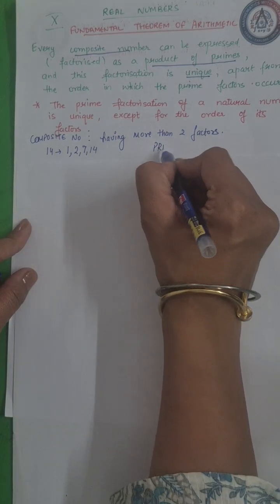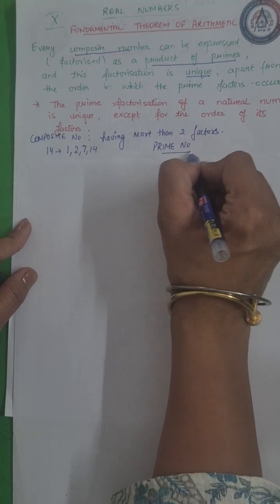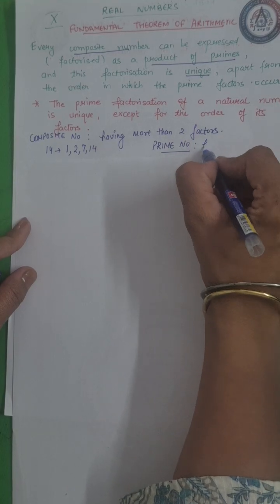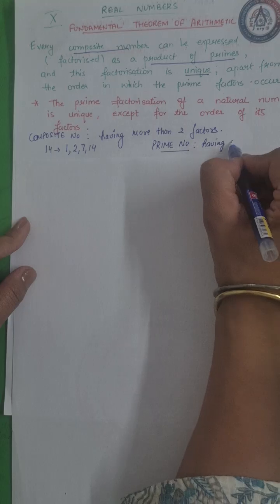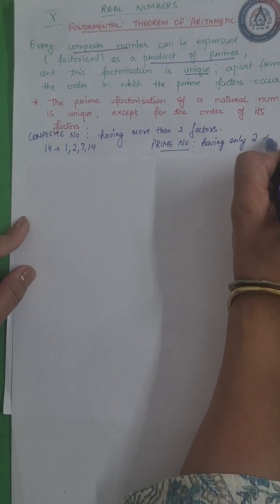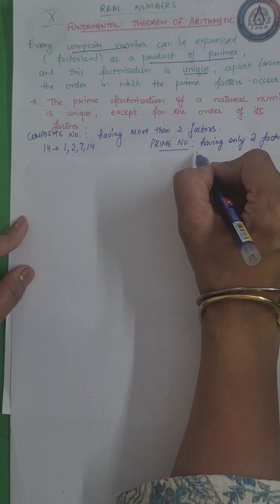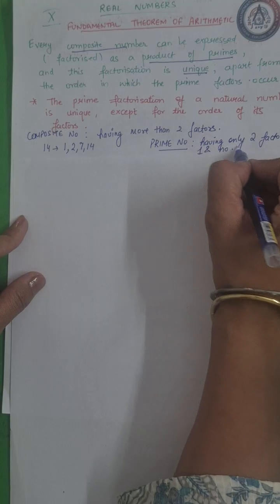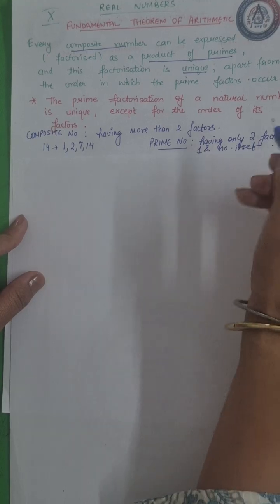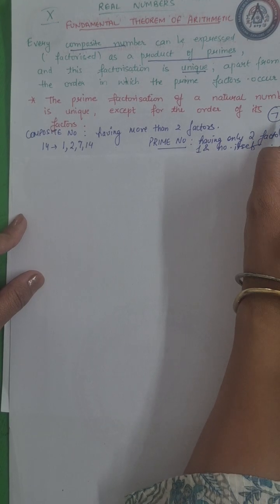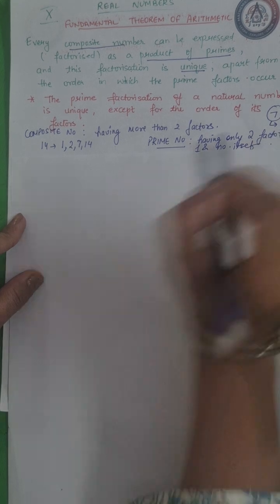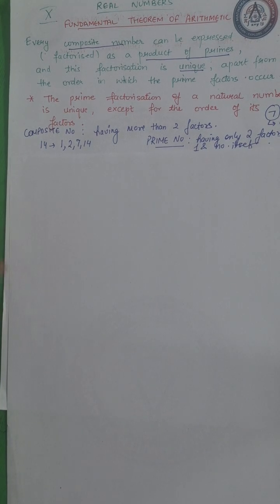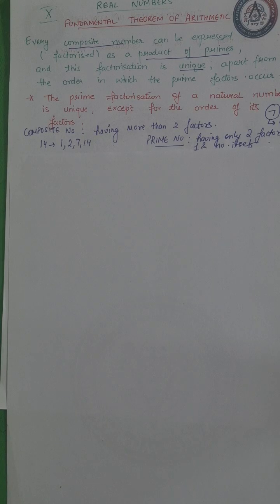Similarly, what do you mean by a prime number? A prime number is a number having only two factors. When we say only two factors, that will be 1 and the number itself. So for example, I can take the number 7. The factors of 7 will be 1 and 7. So now my theorem states, let's discuss the theorem.